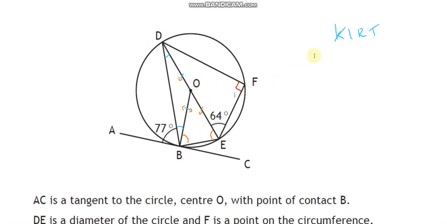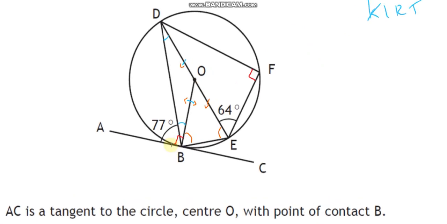That's good. And do I see a tangent? Yes, I do, which means that that is also a right angle. That's me going through all my rules. Now we'll just do some angle chasing. Okay, so I'll zoom in a little bit.